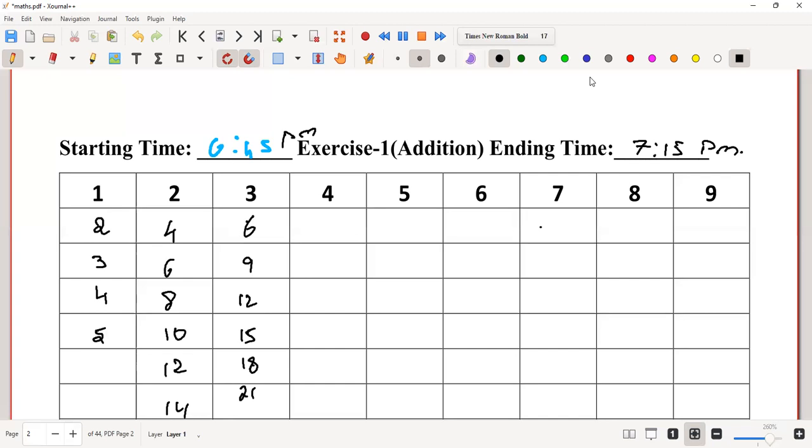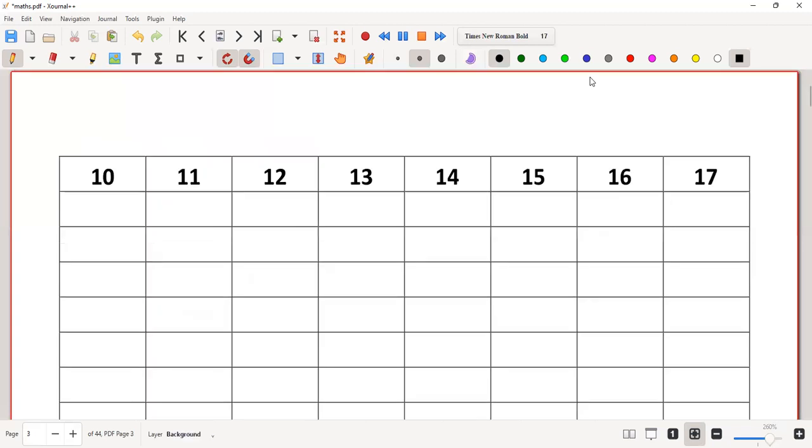What I want is, when you're going to complete this exercise, this number table will be in your head. All these numbers will come into your head automatically. When you're adding a number, you will immediately start adding. That's why we are working with these numbers. Now, when we go to the second page of this, see here.